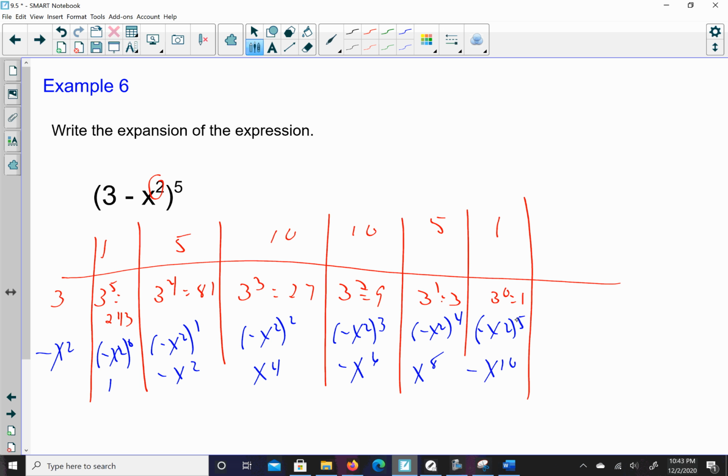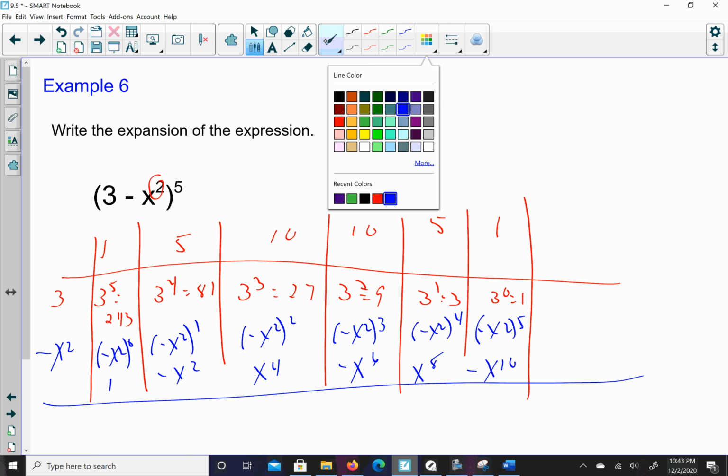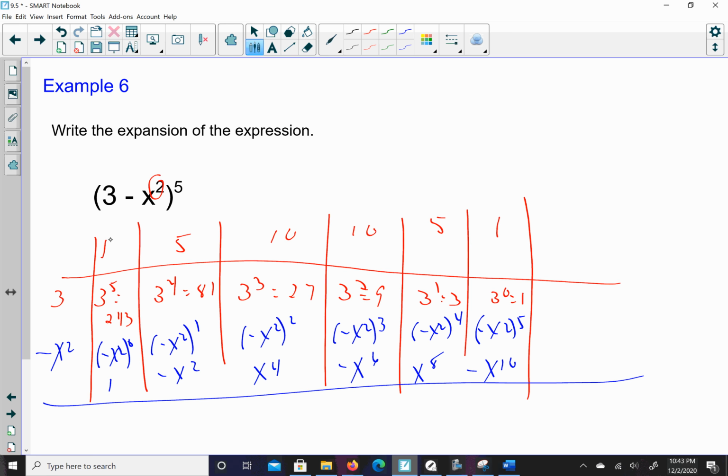Now, multiplying, and I'm trying to be neat: I'm multiplying this 1 times this 243 times this 1, and then 5 times 81 times negative x squared. I'm just going to color for a while.